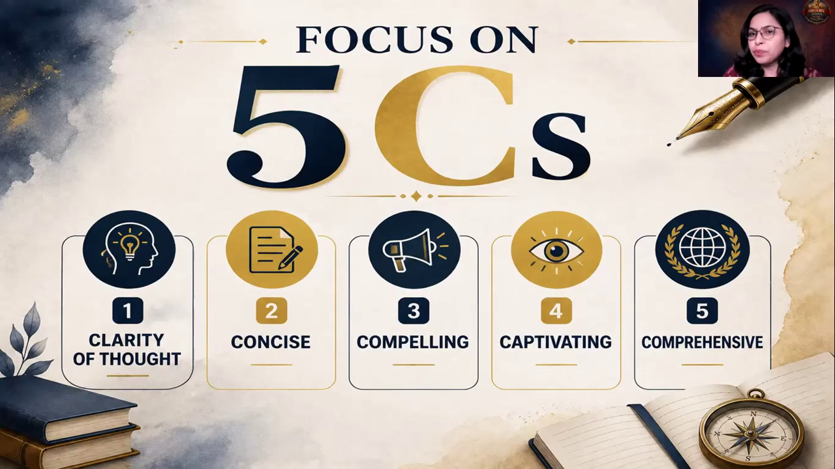Okay. Third is compelling. Your essay should be effective, marking an impression on the reader, and it should be convincing. Compelling means what? It should compel the reader to read it till the end. So you have to keep on engaging the reader. And this engagement will come through different dimensions of the essay, which we will be understanding. Okay. So the third important thing should be compelling.